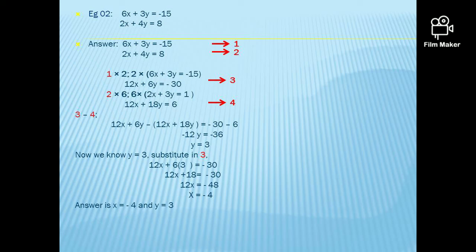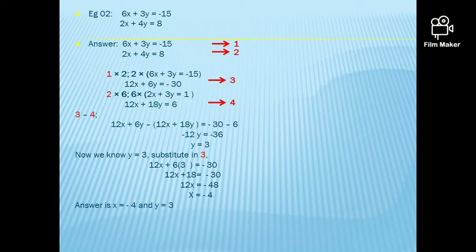Then we subtract the fourth equation out of the third equation. Third is 12x plus 6y minus 12x plus 18y equals minus 30 minus 6. Then you get the answer minus 12y equals minus 36, that is y equals 3. Then we know the answer for y equals 3.